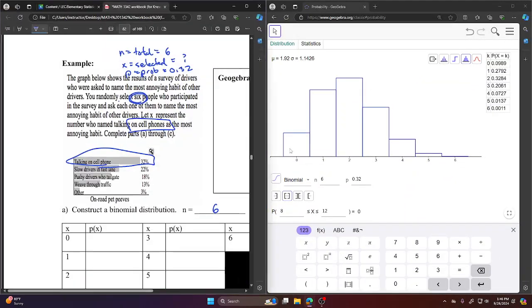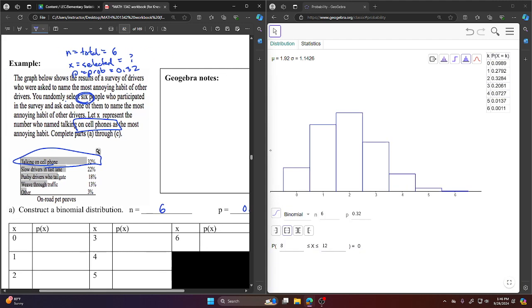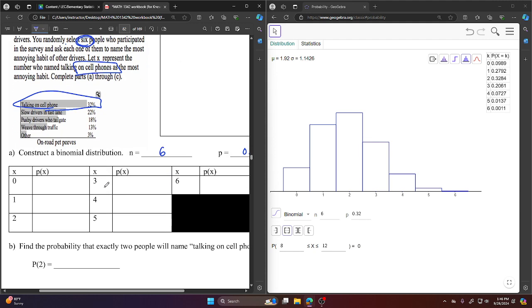So let me side by side it here. I don't really care about the bottom. I'm just looking right here. So they say, what's the probability of 0? So you're saying, hey, are cell phones not cool? And they're going to say yes or no. And what's the probability of 0 of them saying that they're not cool? Right? So that would be my probability, 0.0989.